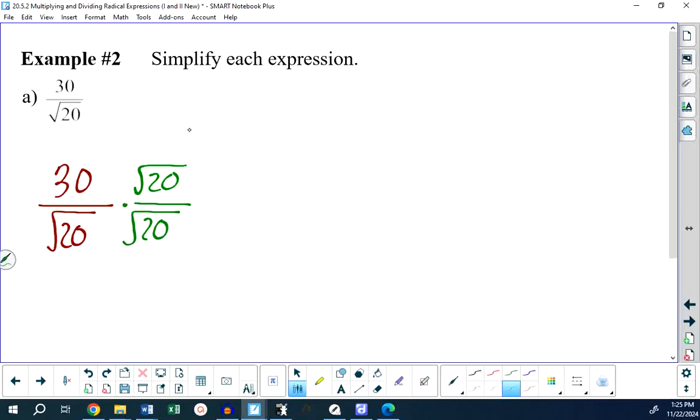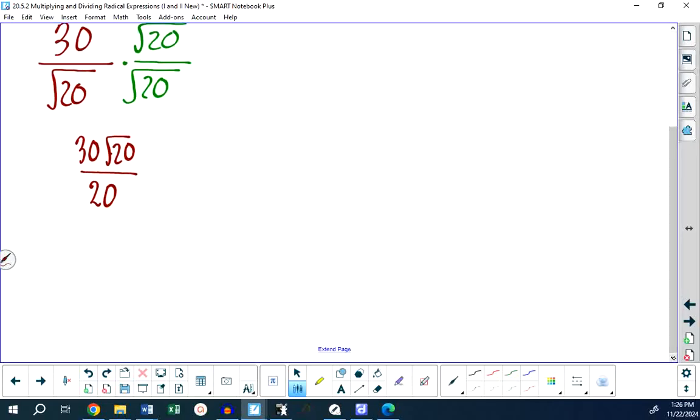And what we're going to get on the top for the numerator is 30 root 20. And on the bottom we will get 20. Can I simplify 30 over 20 here? Yes, they're both coefficients now. And that's 3 over 2, so this is 3 root 20 over 2. Can I simplify anything else? Yes, root 20.